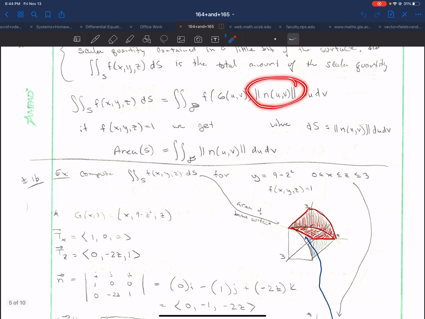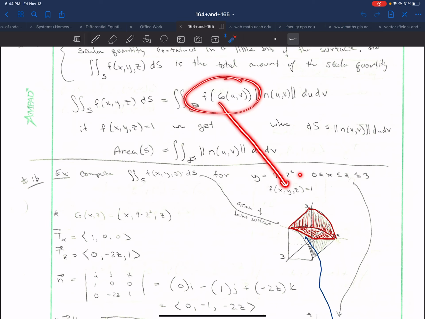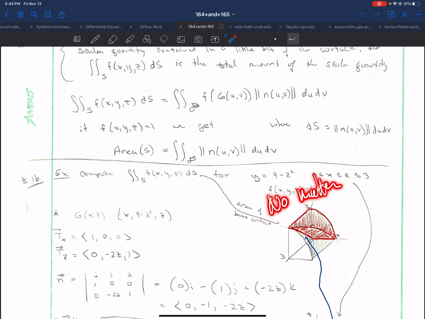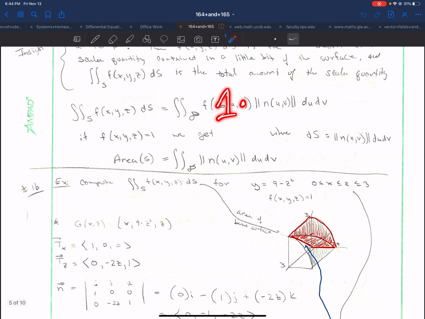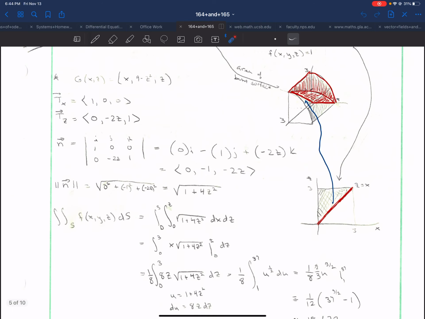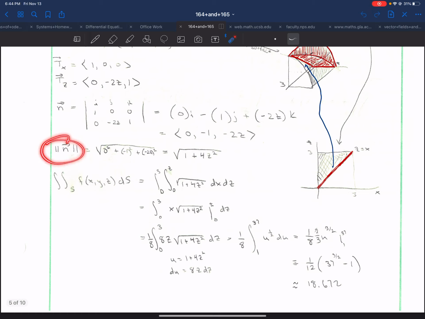Why? Because I need it right here. Now, what is this? That is going to be 1, no matter what g is. So the function is 1. So this is going to be 1 times whatever that magnitude is. So I'm figuring out the magnitude there. Square root of that squared plus that squared plus that squared. It's square root of 1 plus 4z squared.